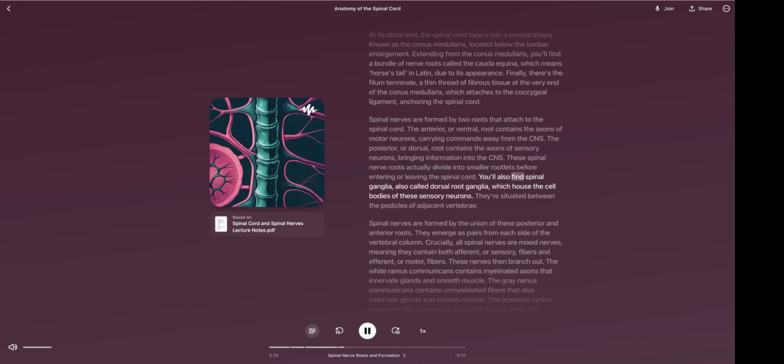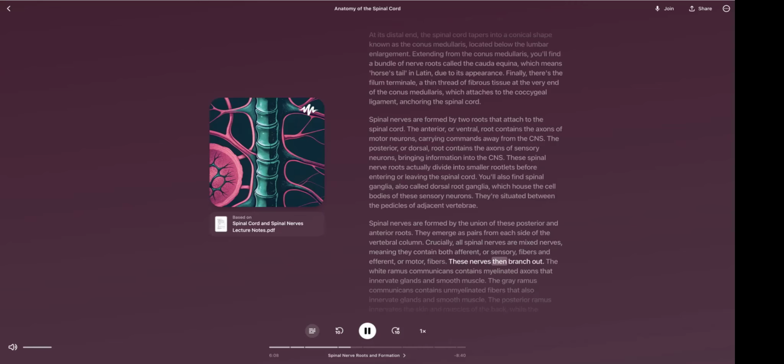You'll also find spinal ganglia, also called dorsal root ganglia, which house the cell bodies of these sensory neurons. They're situated between the pedicles of adjacent vertebrae. Spinal nerves are formed by the union of these posterior and anterior roots. They emerge as pairs from each side of the vertebral column. Crucially, all spinal nerves are mixed nerves, meaning they contain both afferent or sensory fibers and efferent or motor fibers.